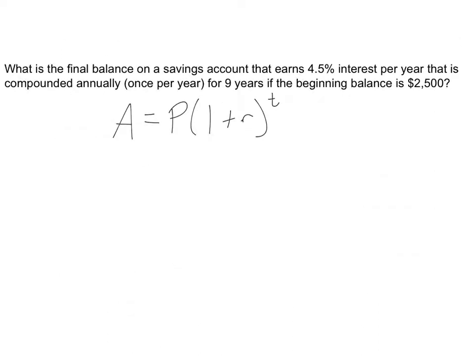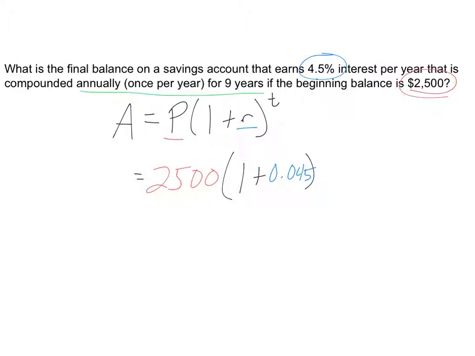Our first problem: what is the final balance on a savings account that earns 4.5% interest per year, compounded annually, which again means once a year, for 9 years, if the beginning balance is $2,500? Okay, $2,500 is our principal, because that's what it starts out at. Our interest rate is 4.5%, which as a decimal is 0.045. Annually for 9 years means our t value is going to be 9.